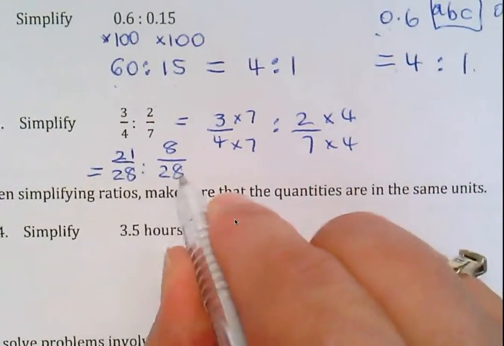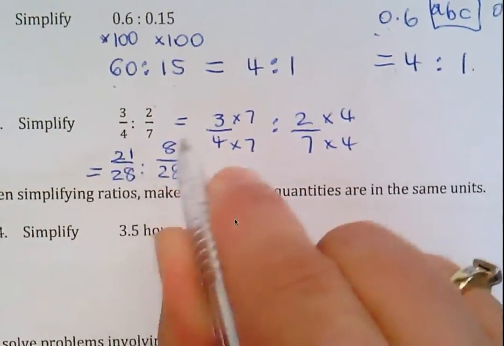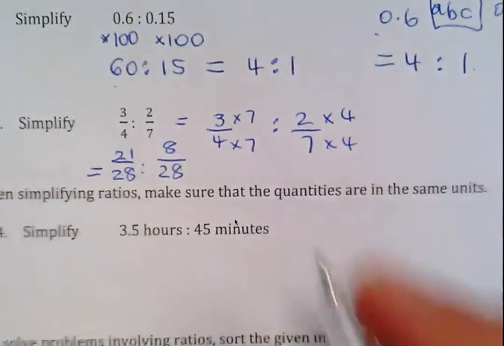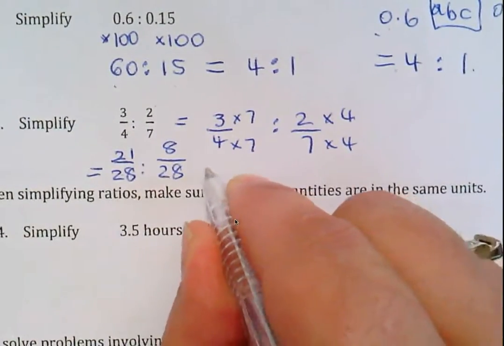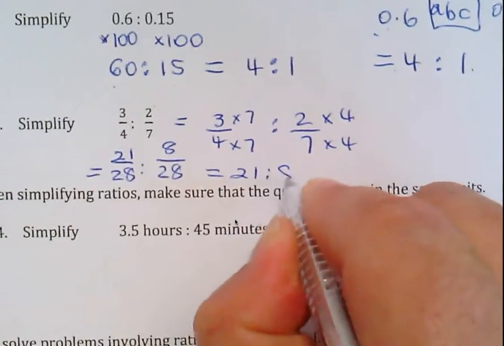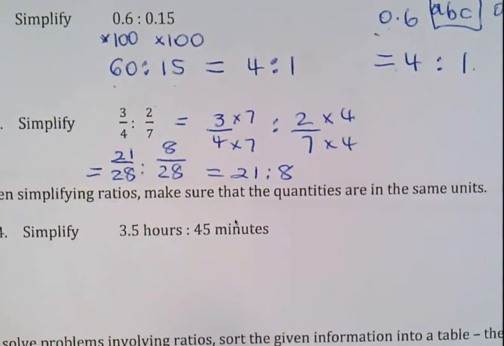So girls, you know how the bottom bits are the same? You just compare the top bits. What's the ratio, do you think? 21. The answer is 21 is to 8. Now, it's tricky doing it like that.